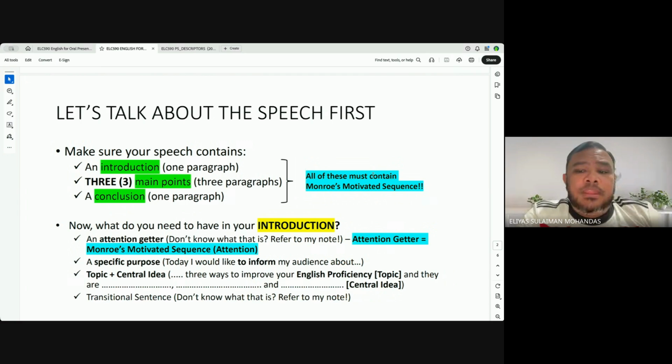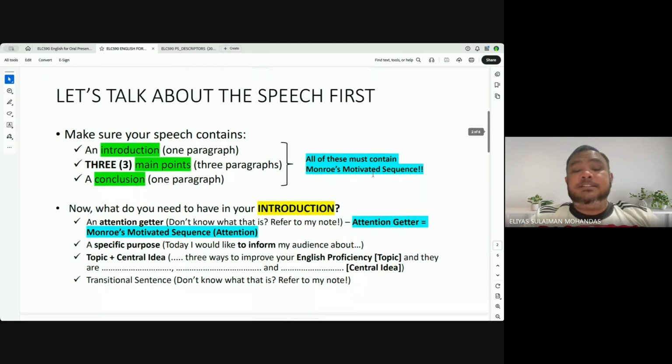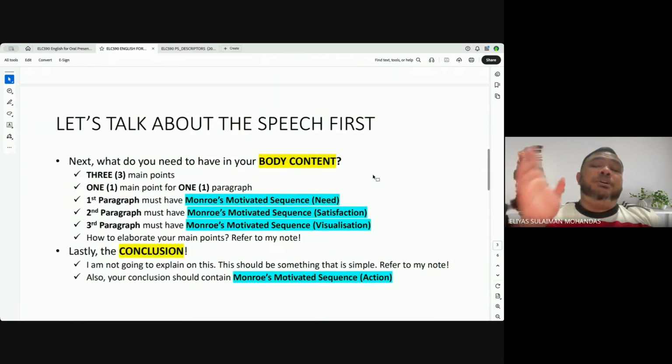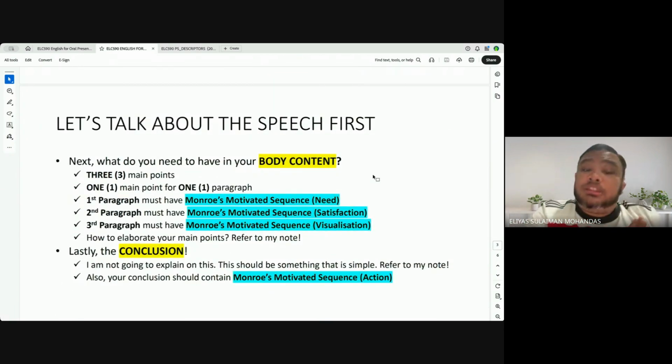Now, what do you need to have in your introduction? Of course, an attention getter. Once you have the attention getter, you automatically fulfill the first step of Monroe's motivated sequence, which is attention. So don't worry. A specific purpose must be there, topic plus central idea, and then you transition. The rest is the same as when you did the pitching and the informative speech. And then let's talk about the body content.